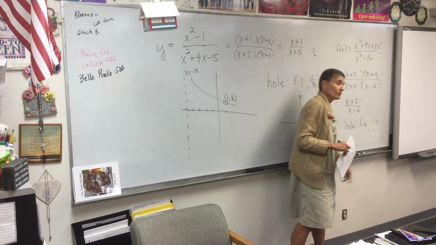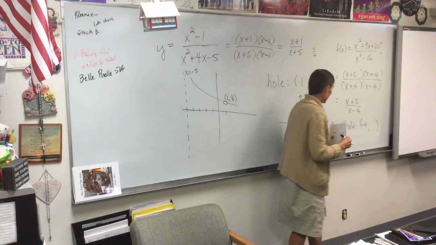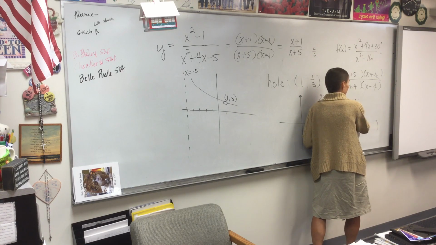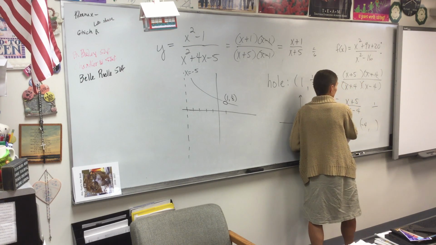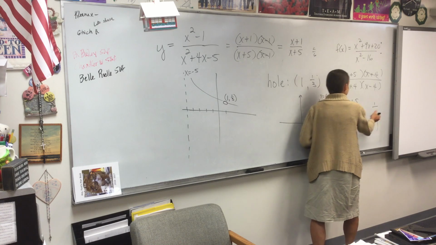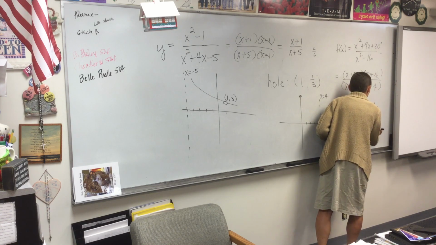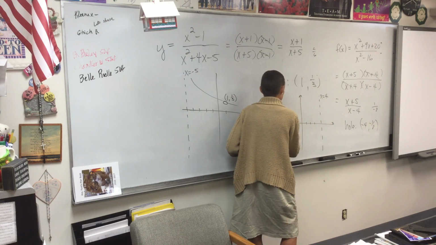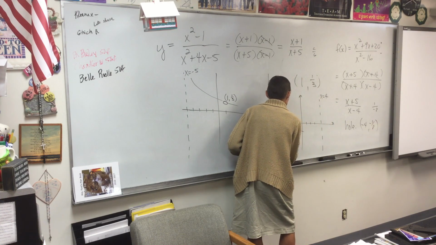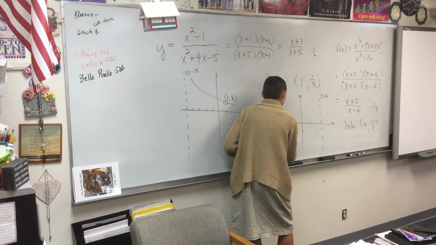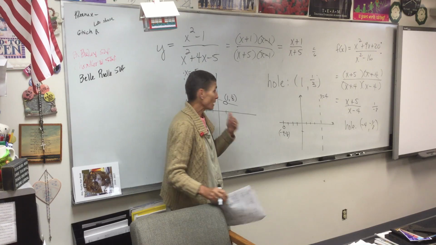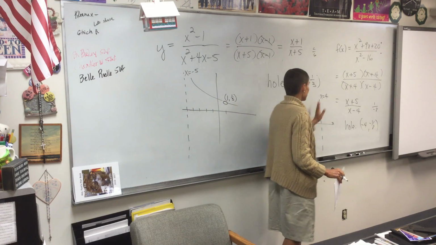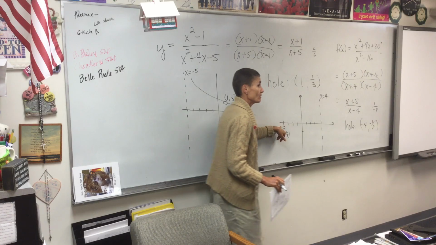Now, how do I find the y coordinate? I plug in negative 4. So put negative 4 on the top. What do you get when you put negative 4 on the top? 1. What do you get when you put, be careful, negative 4 on the bottom? Negative 8. So you have a hole at (-4, -1/8). I don't know what the rest of that picture looks like. We'll build on it as we go. But right now you've taken care of the vertical asymptote and the hole.